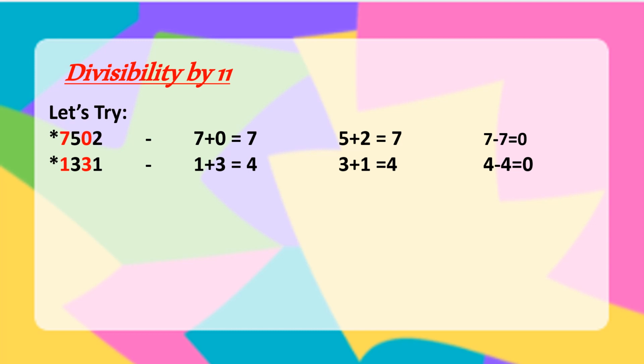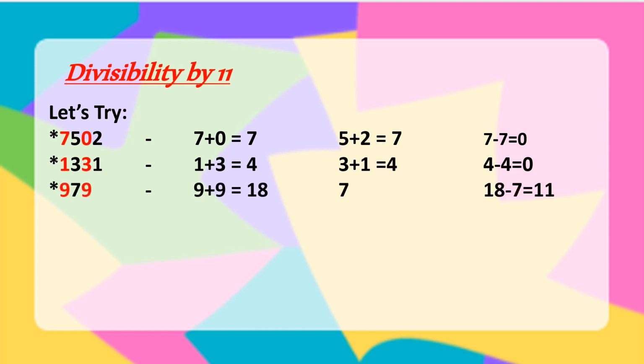Another example is 1,331. The digits in the odds place are 1 and 3. The sum for that is 4. Then, the digits in the evens place are 3 and 1. And that will also give you 4. Then, subtract. 4 minus 4 is 0.